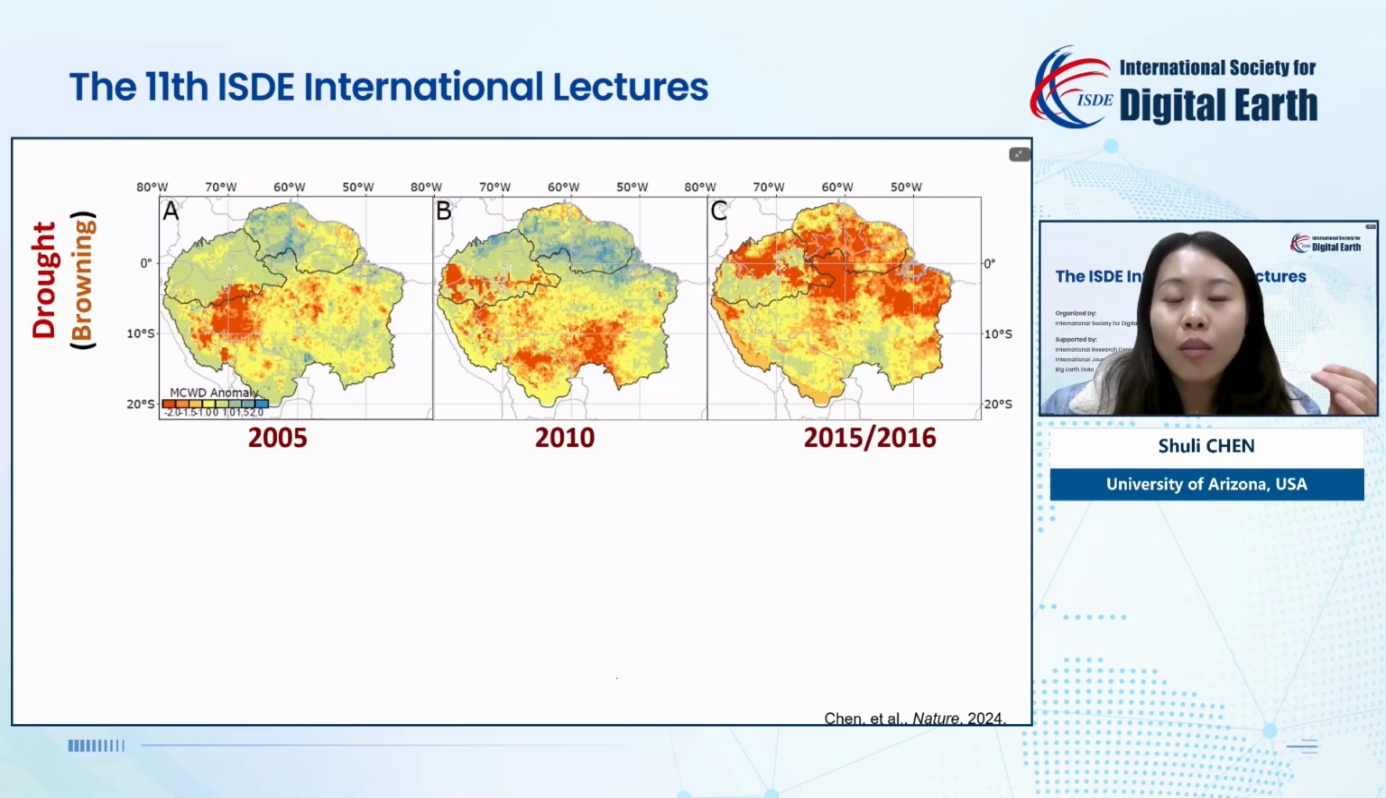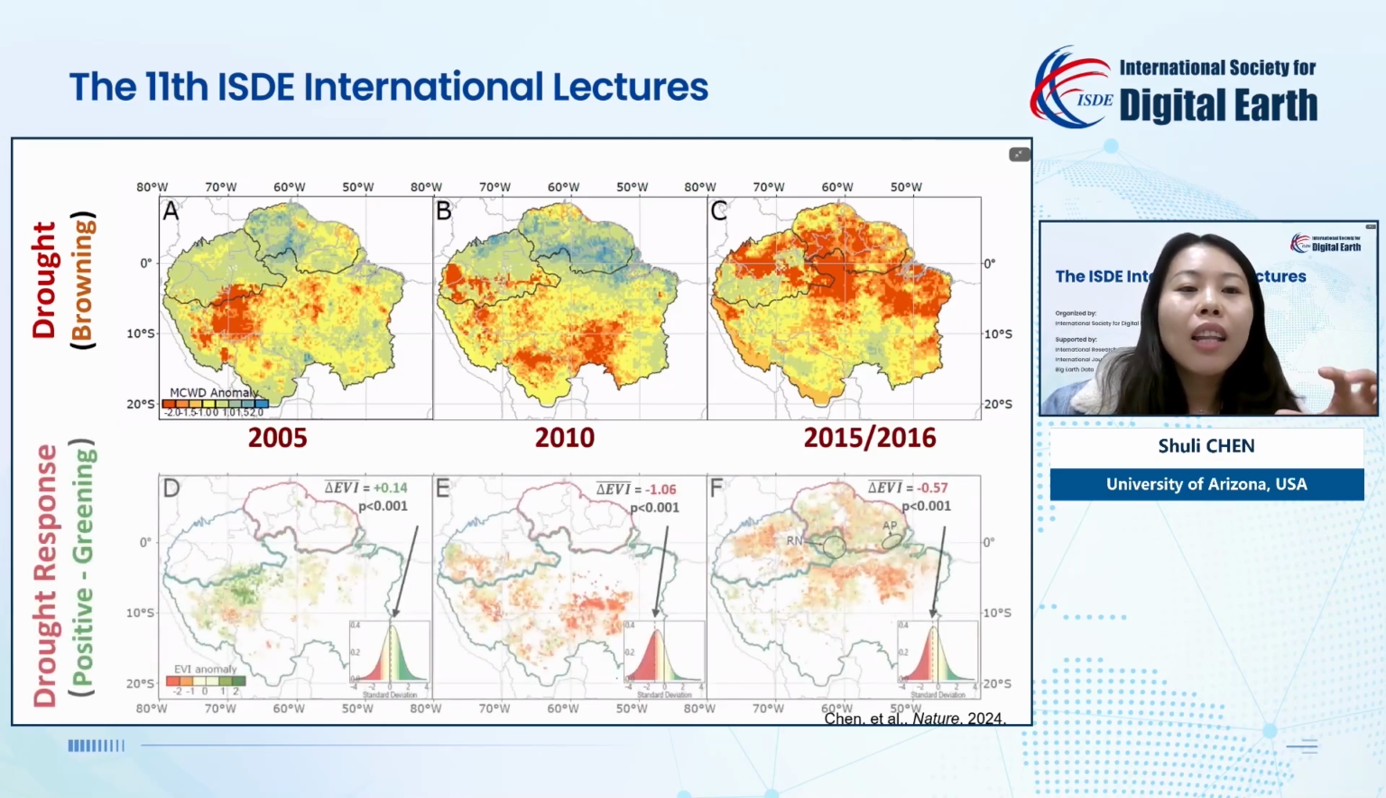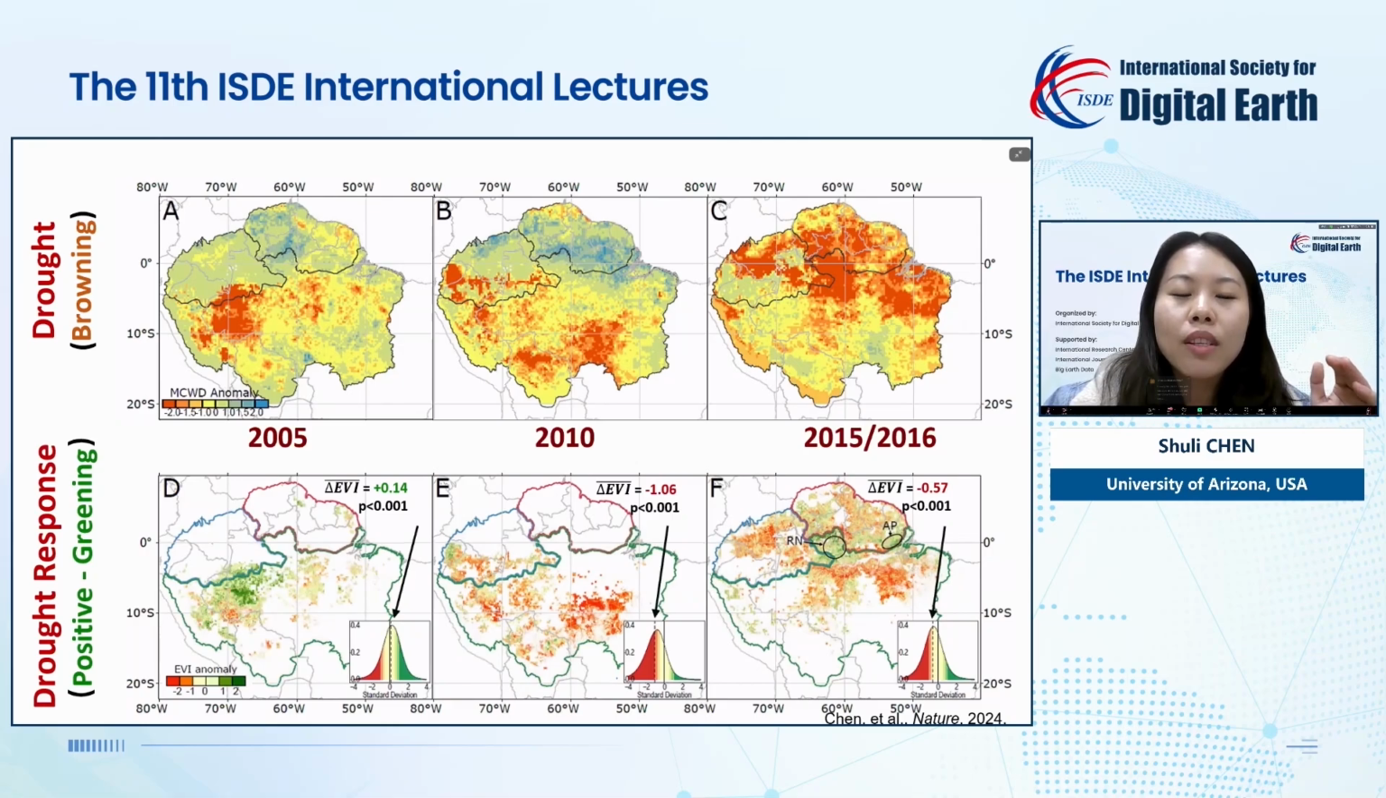That's called the drought. And based on the drought region, I calculate the forest drought response using the enhanced vegetation index, which measures the canopy greenness as an index of the photosynthetic capacity of the forest. The green shows a positive response to the drought, and the brown shows a negative response.